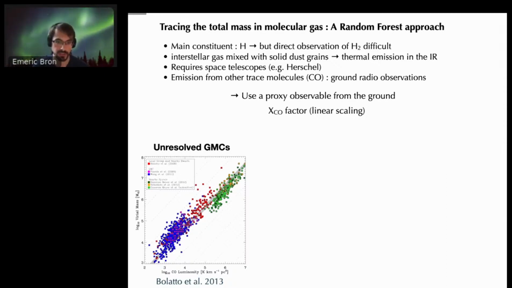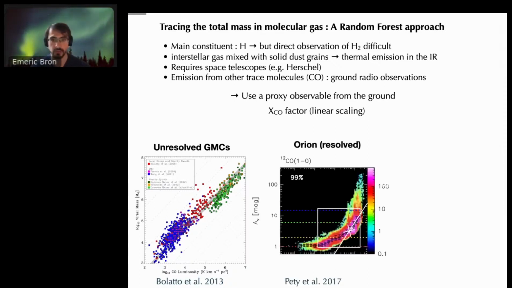We see that when we apply this to unresolved GMCs, this seems to be a pretty good assumption. But when we look at a resolved molecular cloud, for instance here our Orion B dataset, it's much more complicated. The relationship is not at all linear. There are saturation effects at high intensities and so on. And so this simple linear scaling is not enough.